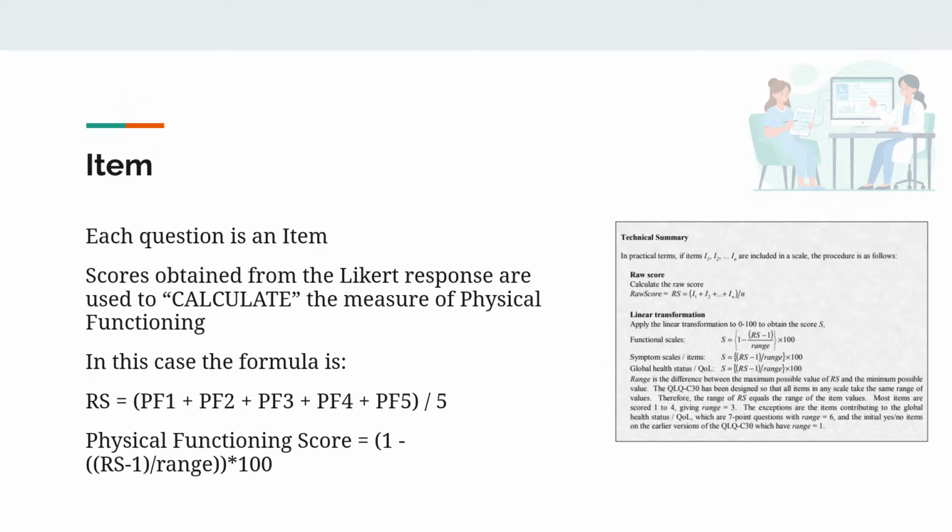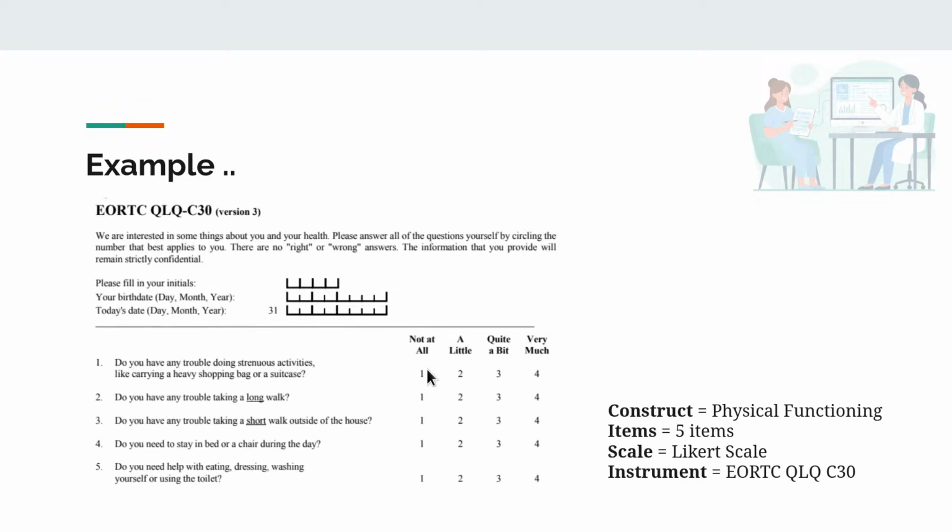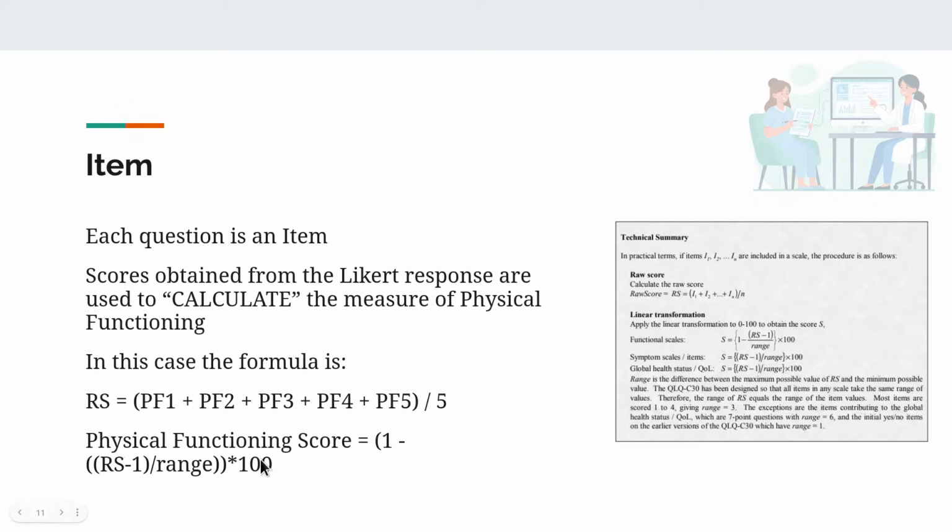Now the EORTC gives a formula which I would not delve into because each questionnaire has its own formula, and this formula is used to transform these individual scores into a physical functioning score. So something like a blood pressure measurement can be obtained for physical functioning, and that is the beauty of patient reported outcome measures, that you can actually get a so-called objective measure of a subjective function.